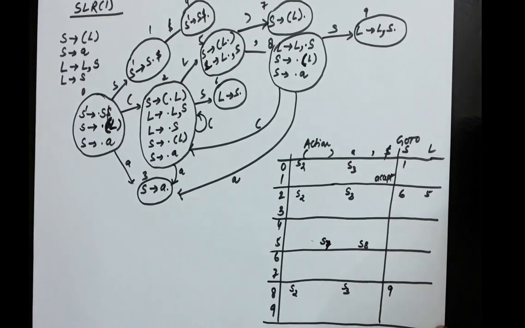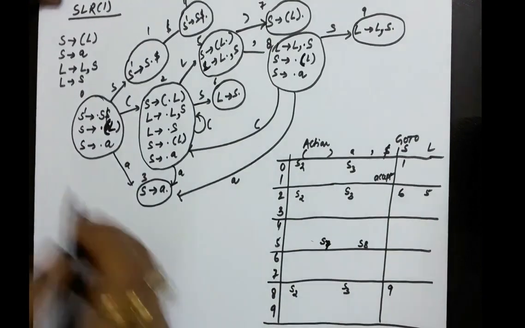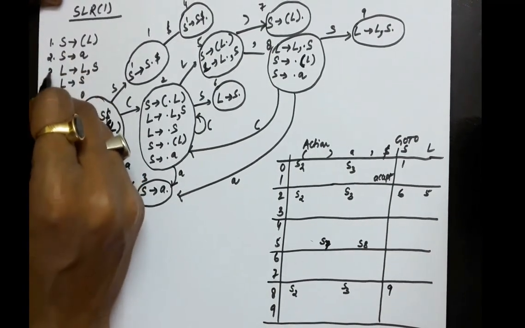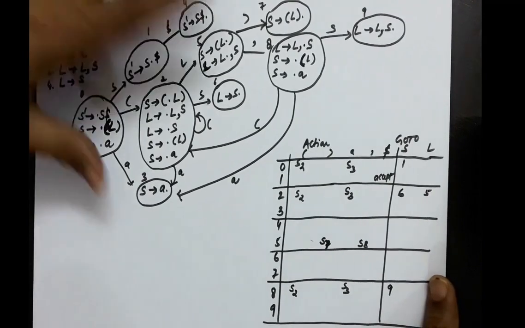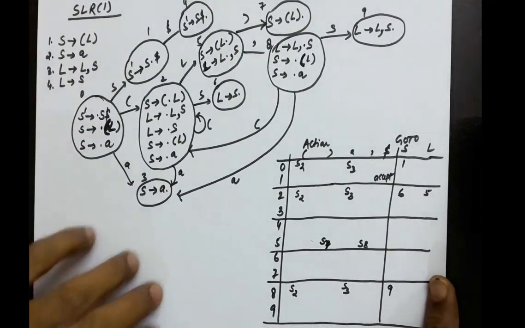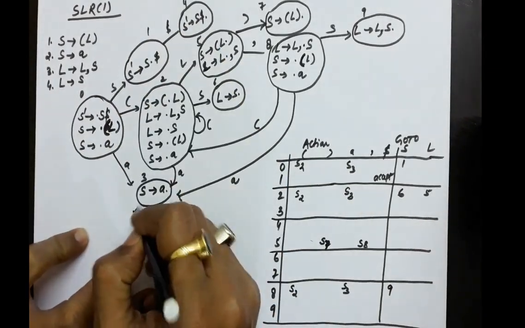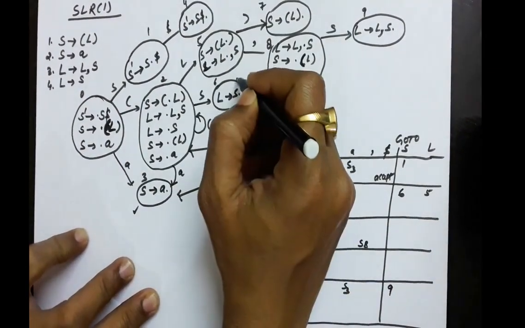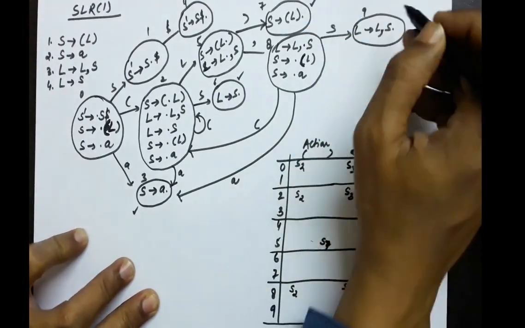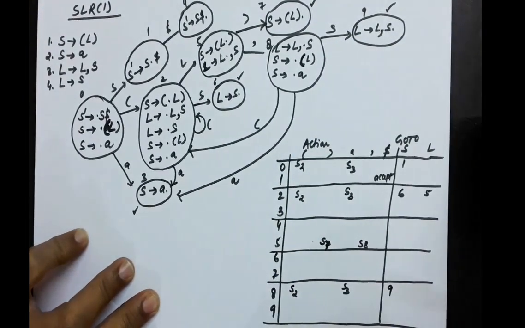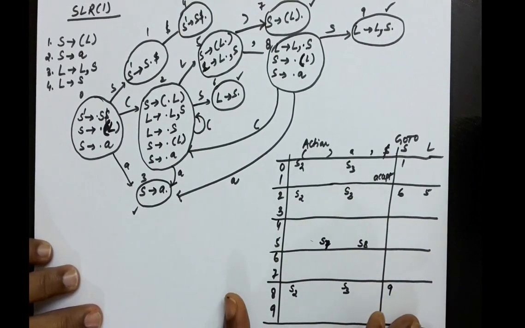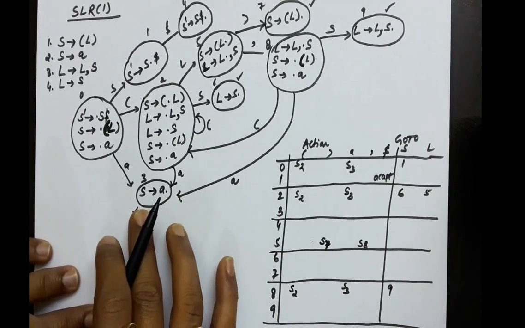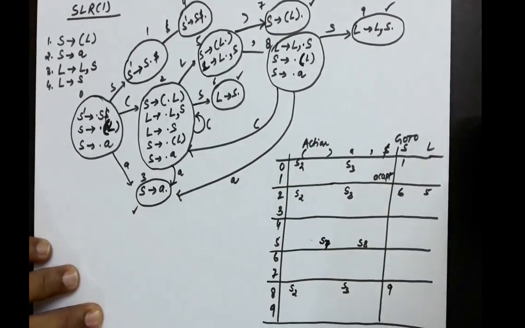Now you'll be writing the reduce items for the productions 1, 2, 3, 4. Find out where the final items are appearing in these states. So final items are appearing in state number 3 first, then 6, then 7, and then 9. So one by one we are taking it. S produces A dot. If this is the LR0 table, we'll be writing blindly the reduction items at every terminal symbol.